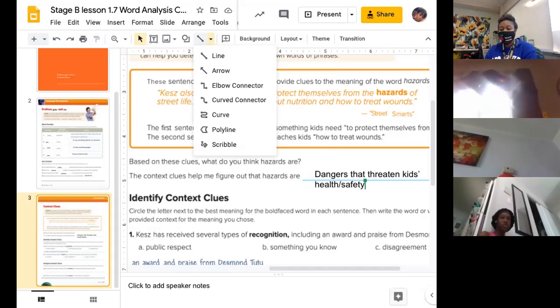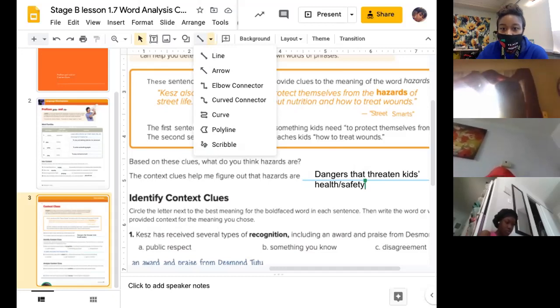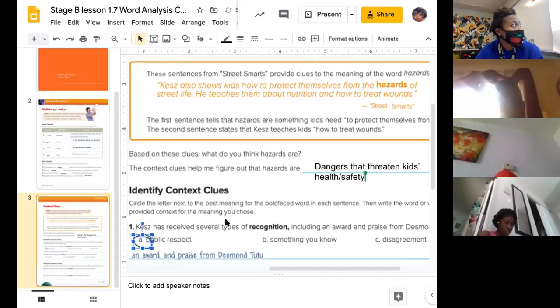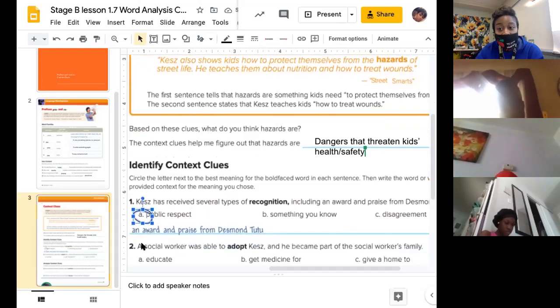Recognition, which one? A, B, or C? A? Deasia says A. You guys agree? Okay, so you're gonna make that squiggly scribble and you're gonna circle your answer. And then the phrase that gives us a clue that that's the right one is an award and praise from Desmond Tutu. So we got that from the sentence, and that helps support that recognition means public respect.